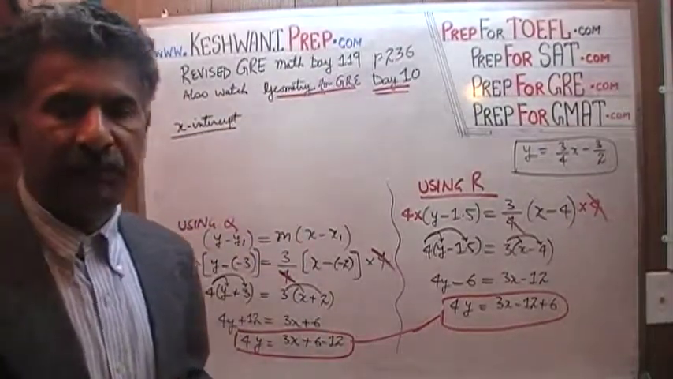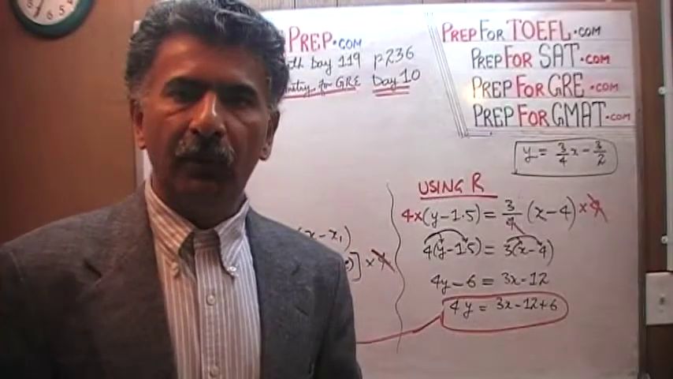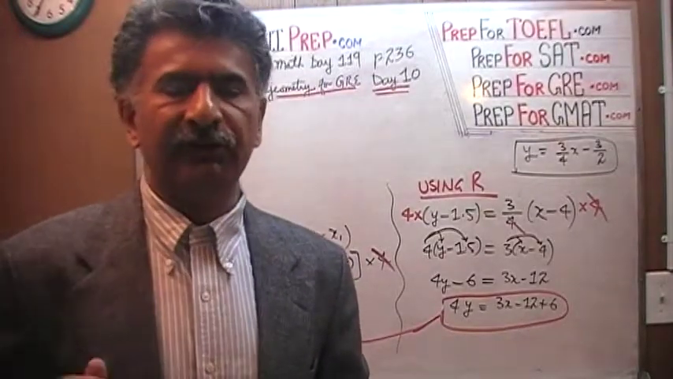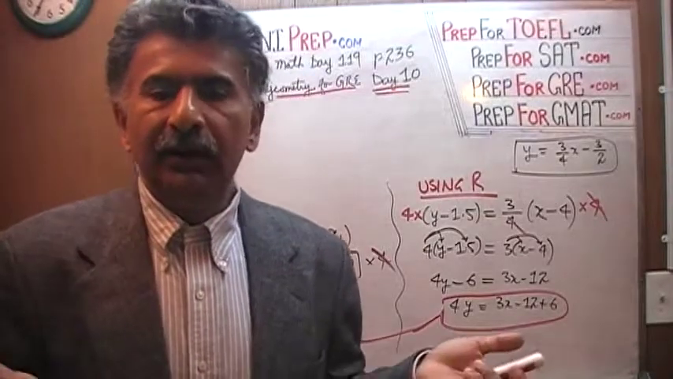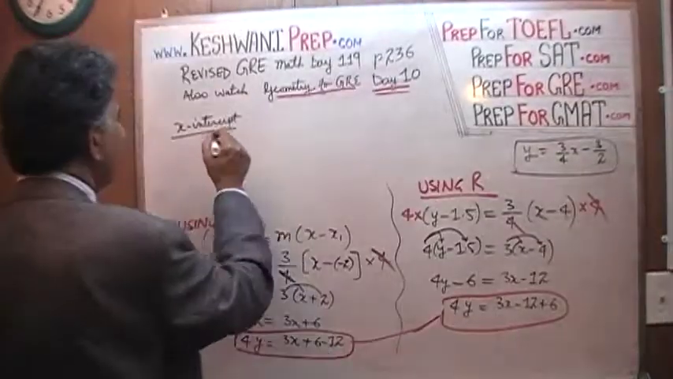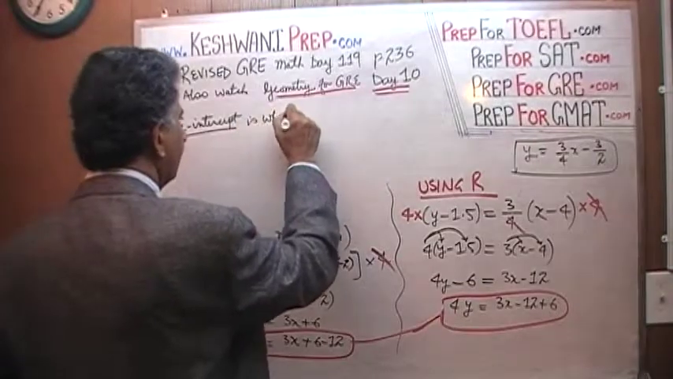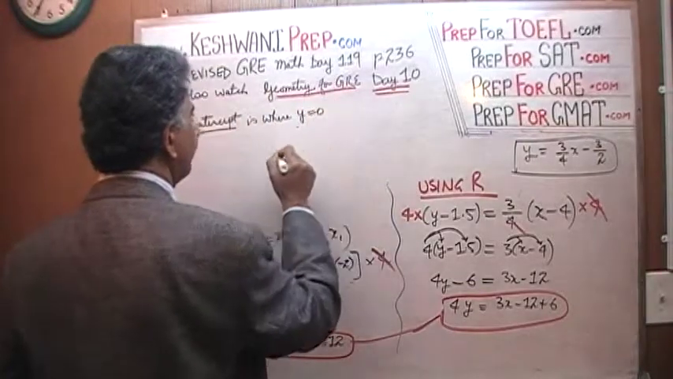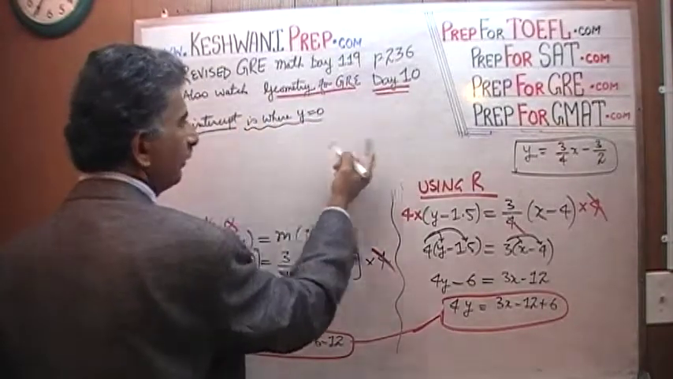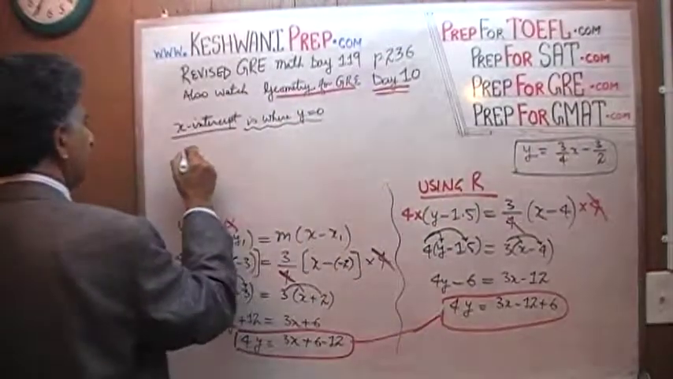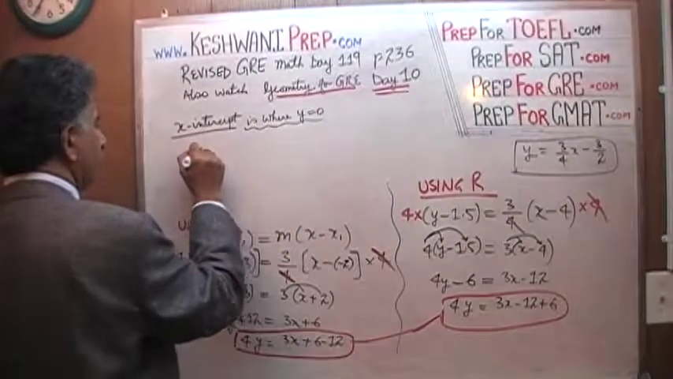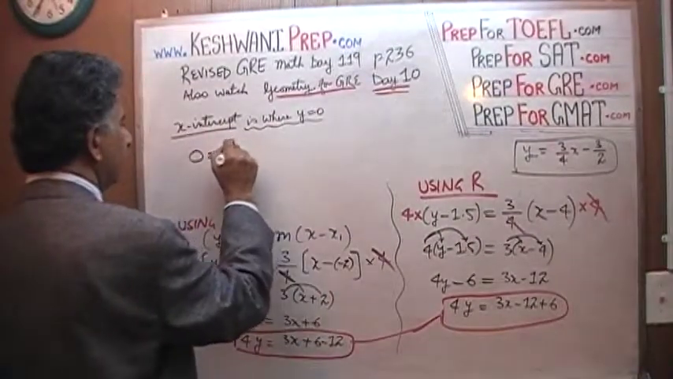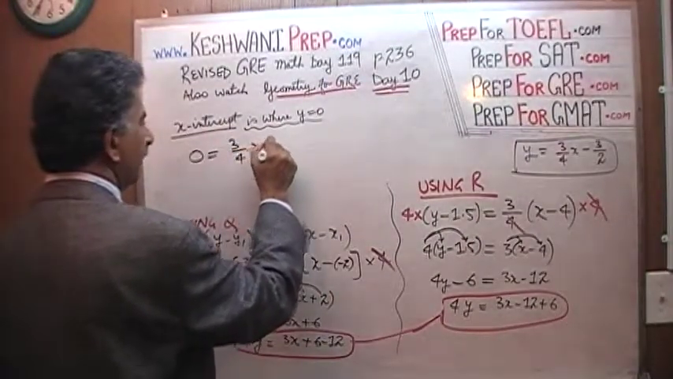What does x-intercept mean? X-intercept means the point where the line crosses the x-axis. The point where the line crosses the x-axis is where y is 0. X-intercept is where y equals 0. So we put in y equal to 0 in this equation and we get 0 equals 3 over 4 x minus 3 halves.